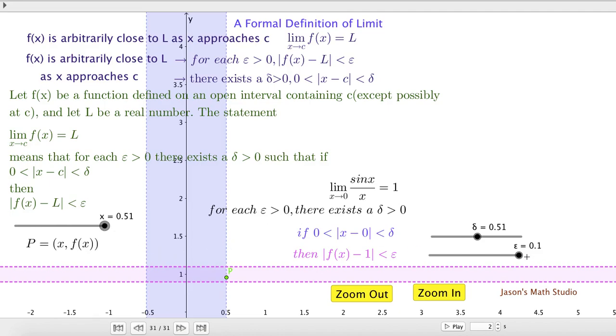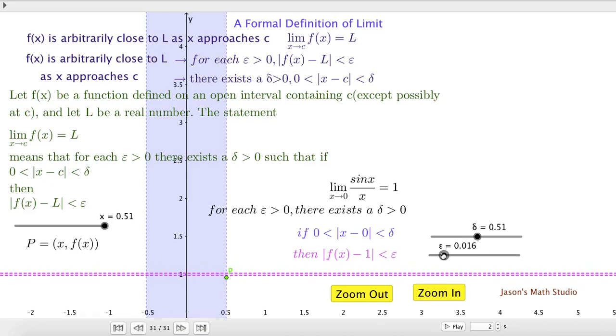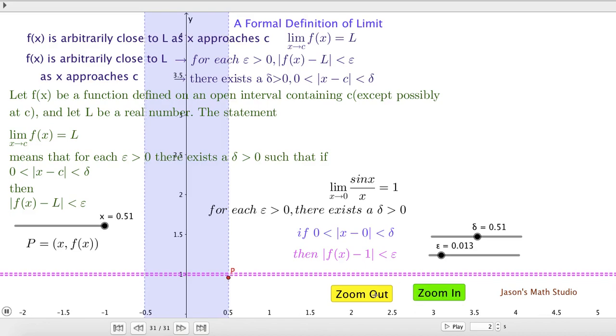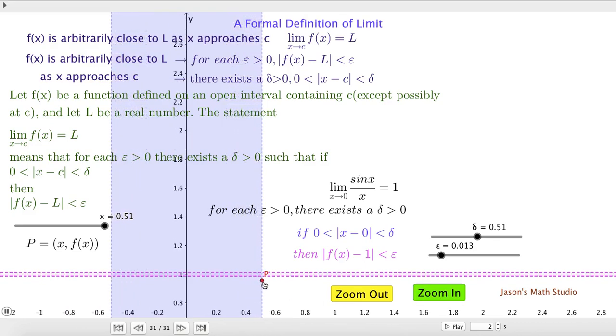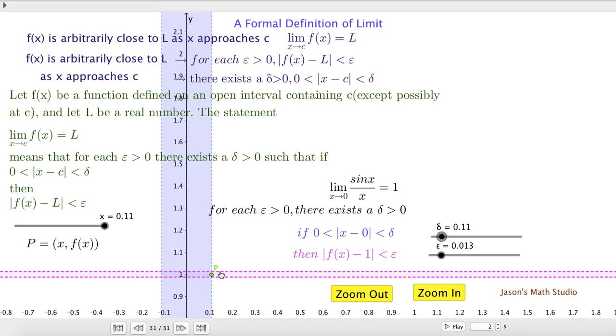Let's set epsilon smaller. Now epsilon is quite small, and you can see that point P doesn't lie in the horizontal strip. But we can make delta smaller to make sure that point P lies in the horizontal strip.